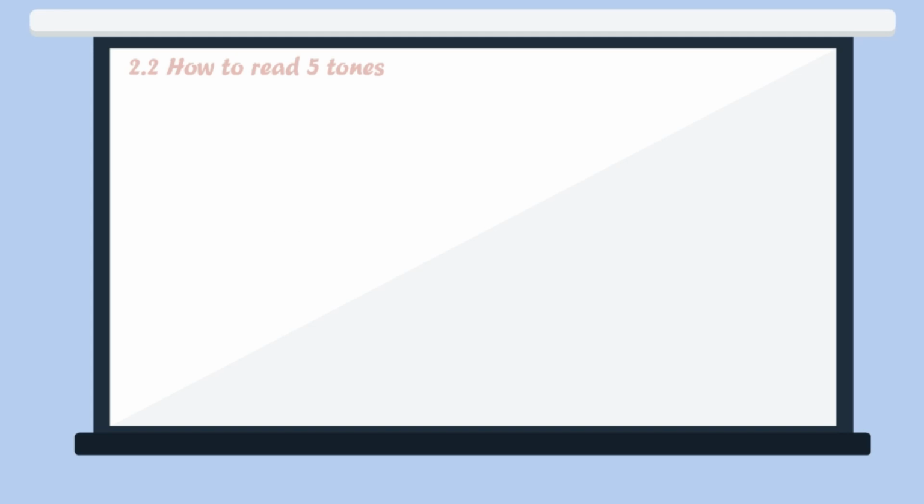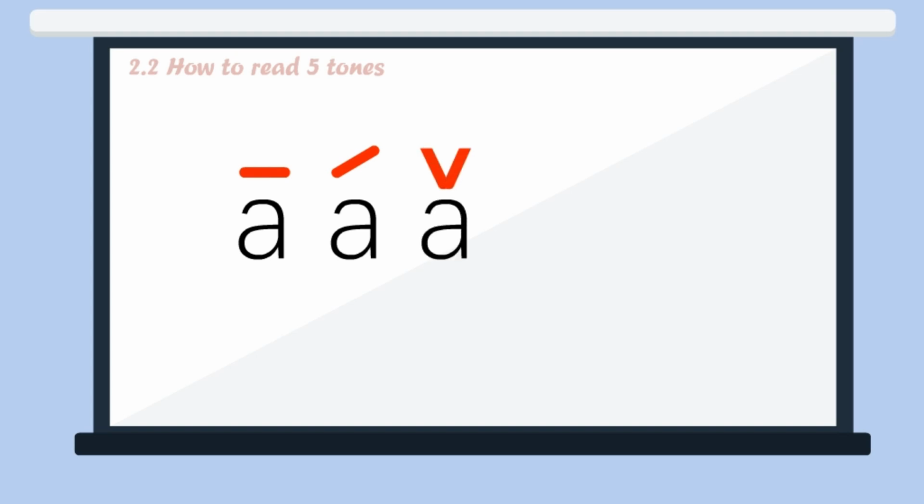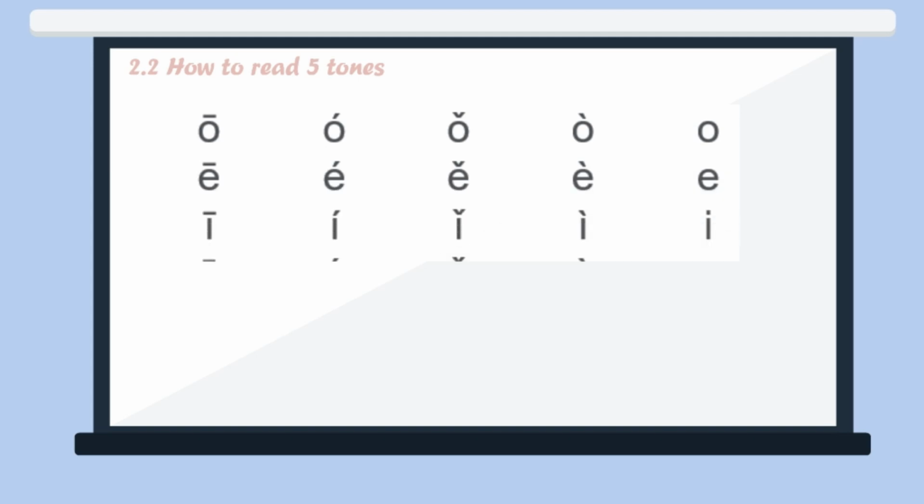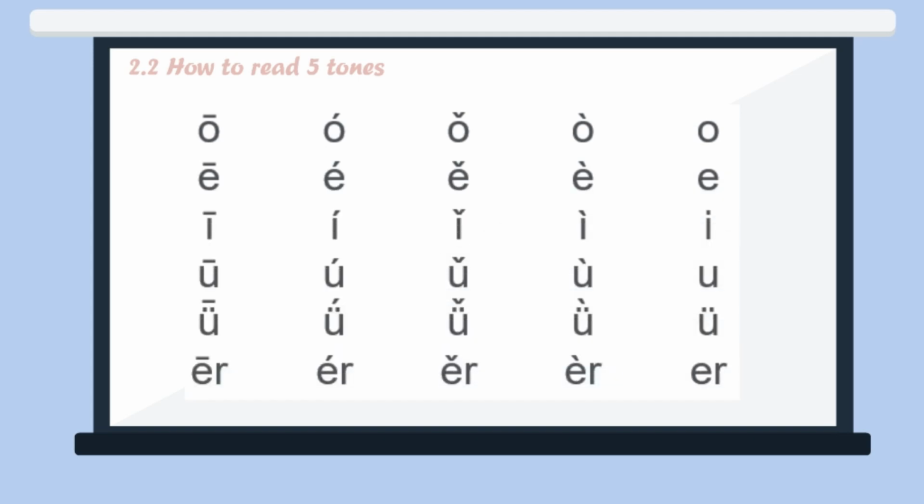Let's read the ah in 5 tones one more time. Ah, ah, ah, ah, ah. Can you also try to read the other 6 simple vowels with the 4 tones now? Let's try it. Please listen carefully and check your own pronunciation.